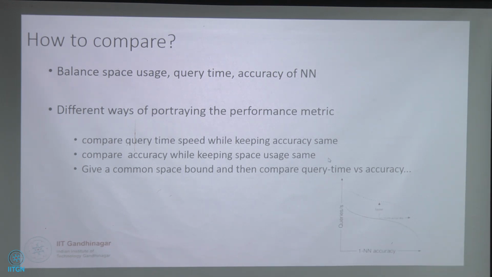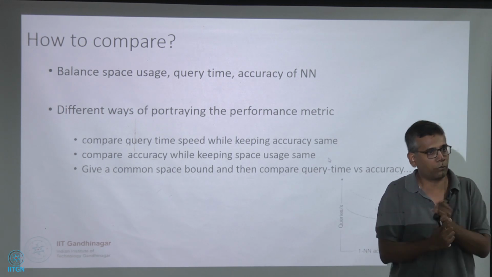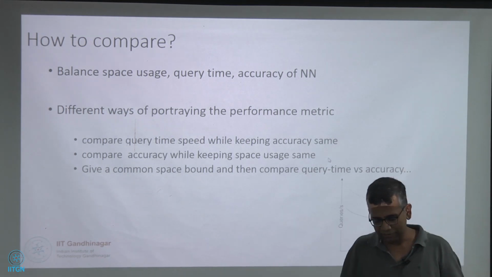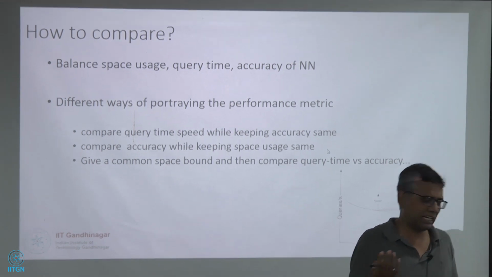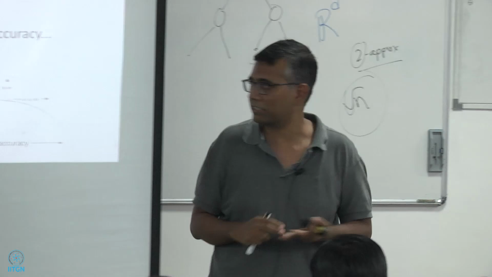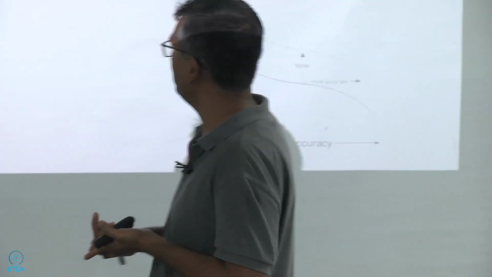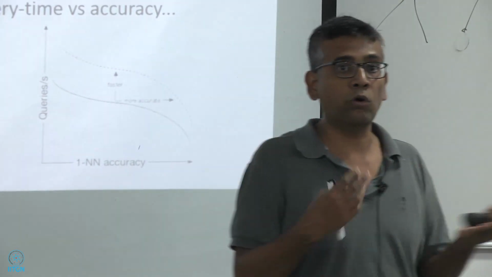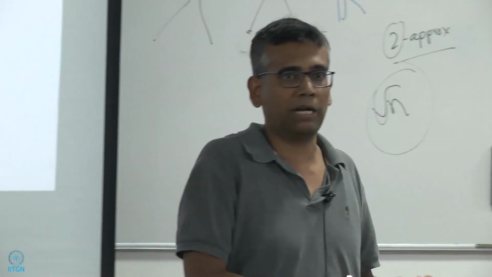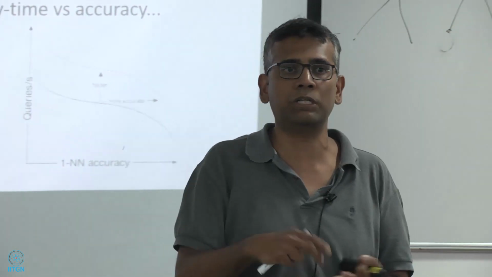So what are the parameters? My primary interest was reducing the query time. But I'm also interested in the space of my data structure, because practically I don't want to keep a huge data structure. So there is the space of the data structure, and there is the query time. Then there is also the question of accuracy, because if I don't return the exact nearest neighbor, how bad is my solution? These three parameters you have to juggle to find a sweet spot.